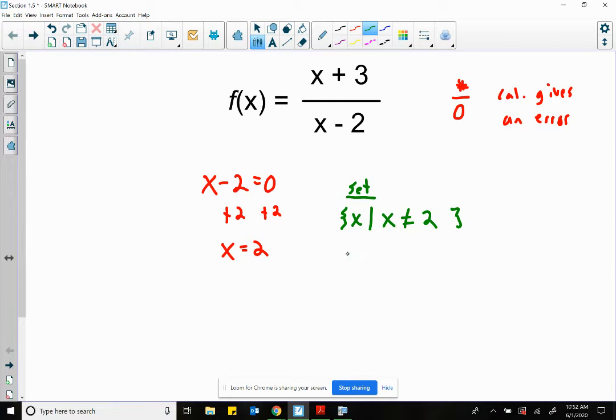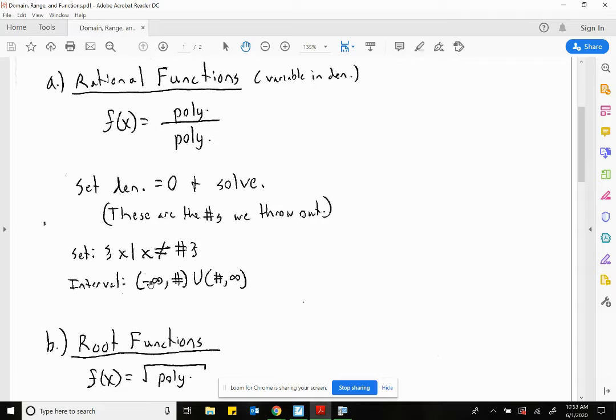So if we do interval notation, it is going to look like this. Basically, you're going to start at negative infinity, and you're going to go up to the number we don't like, and you're going to put a parenthesis. And I usually call this parenthesis union parenthesis because we're going to jump over the number we don't like. Okay? So this parenthesis union parenthesis means that we're going to jump over our number, and then we're going to pick up on the other side and go on to infinity.